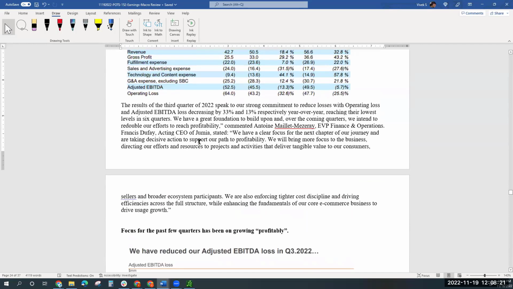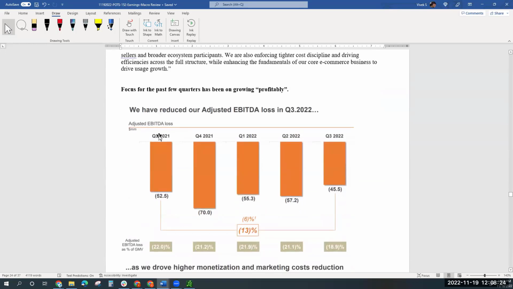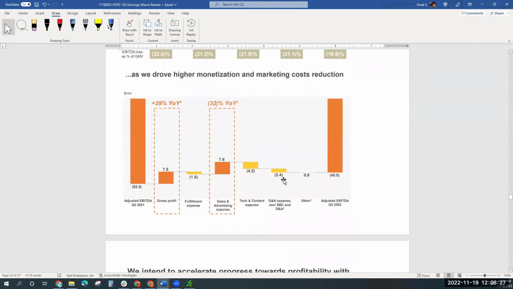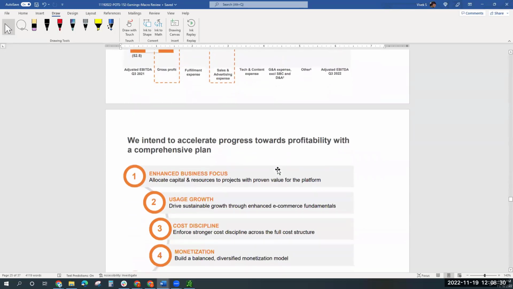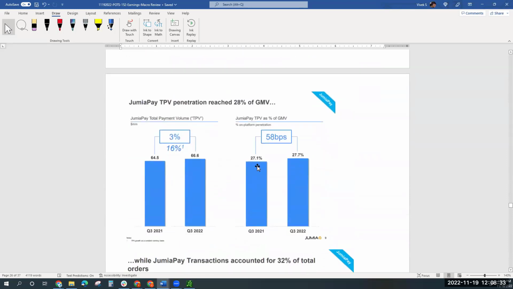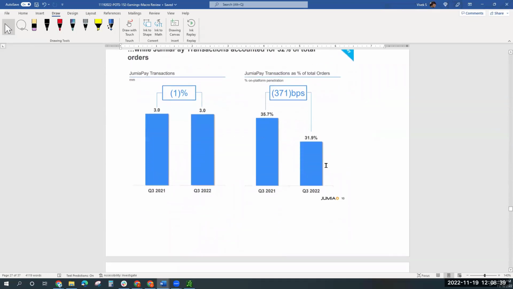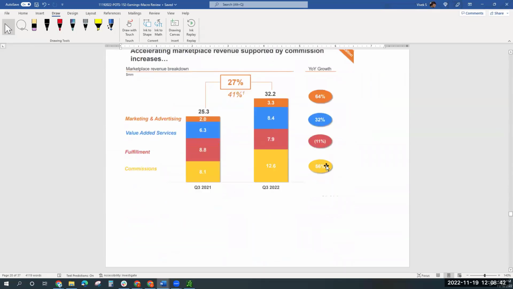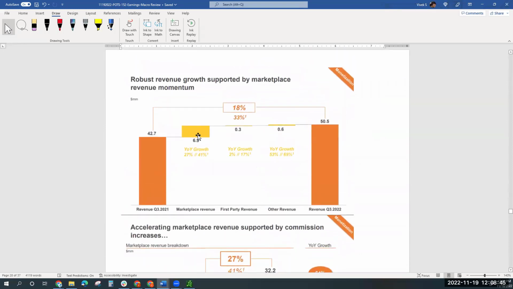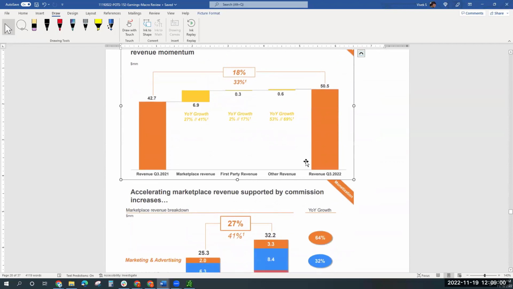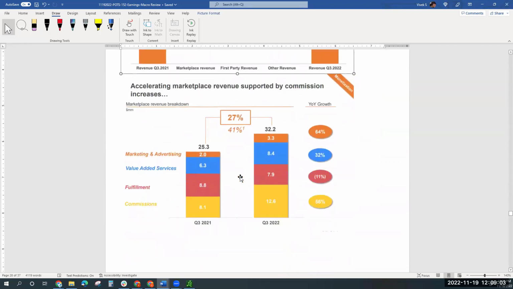The focus for this company has been to grow profitably. And at least in this quarter, they reduced their EBITDA loss, reduced their marketing spend, and are trying to focus more on Jumia Pay, which increased 58 basis points. The penetration of their payment platform is looking okay. And the biggest thing is their marketplace revenue, which is where Amazon started to focus. That is growing 27%, at a much faster rate than their first party revenue. Essentially they're following the same playbook Amazon did, but with an additional twist of adding a payment platform, right?